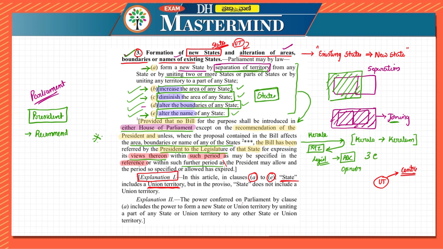Next one, the power conferred on the parliament by clause A. What is this clause A? That is, by separating or joining. This includes forming a new state or union territory by uniting a part of any state or union territory. Because they have not mentioned union territory over there, so that confusion should not be there, they have made that more clear, that is, any state or union territory. They say that it includes union territory also. That is, a union territory's part also can be taken or a state's part also can be given. So all those things are possible. Our constitution is that flexible.